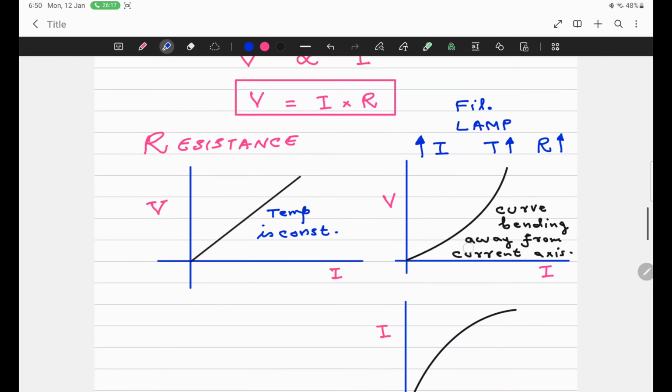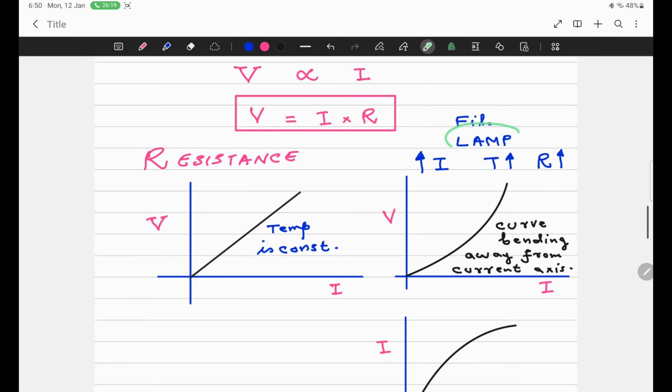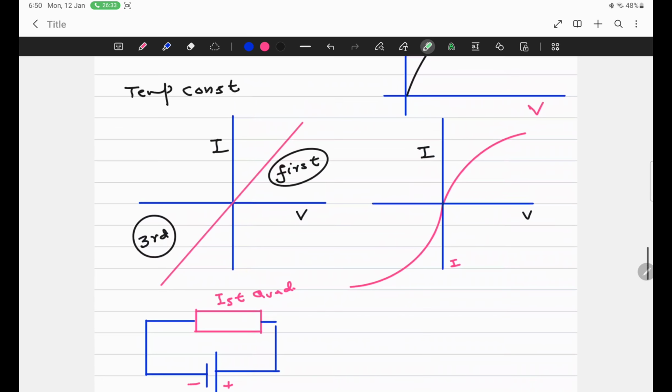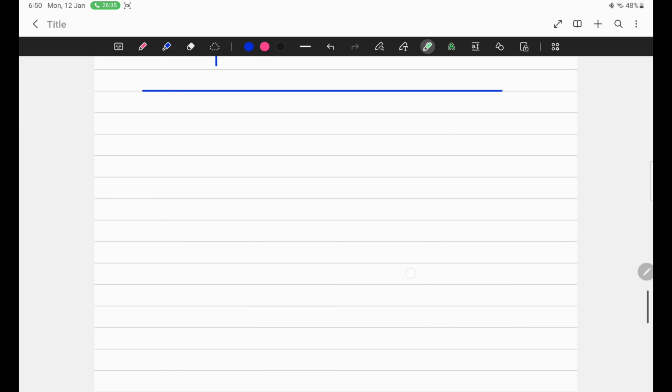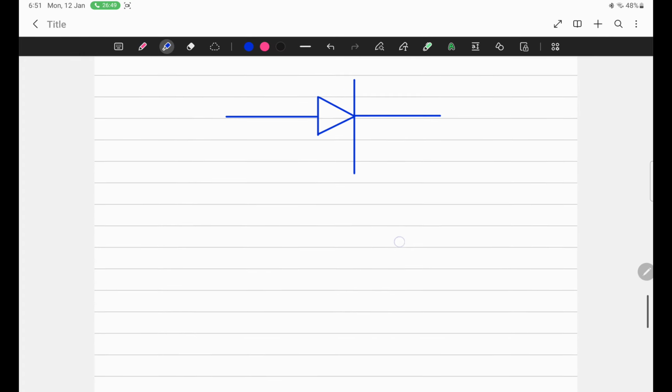This is the graph of a filament lamp. In IGCSE, beta Abdullah, you have already studied this graph. If temperature is constant, then the graph is a straight line. If you are studying a filament lamp, then it is a curve. And these two curves I have added. And now I am adding one more electrical component. Beta Simra, do you know this electrical symbol in IGCSE? What was this? Do you know?